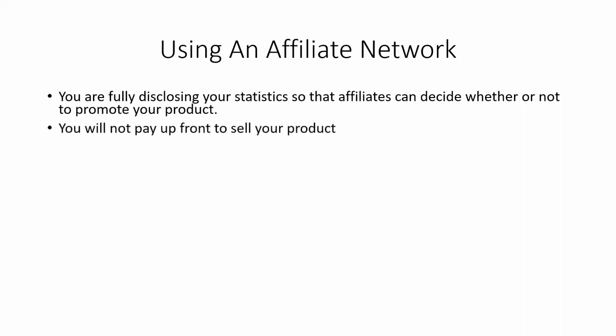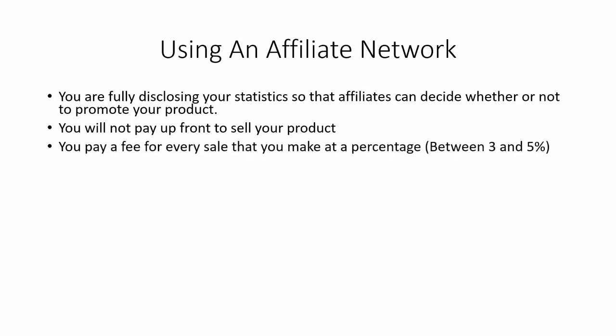And you will. The thing about using an affiliate network like JVZoo or Warrior Plus is that you are not going to pay up front to sell your product. Now, if you decide to use ClickBank, you are going to have to pay a fee up front, right? There's some ways around that, but you're always going to have to pay at least that initial fee. I think it used to be $50. Not sure what it is today. You're going to pay that up front to sell your product. You do not have to do that on affiliate networks like JVZoo or Warrior Plus.